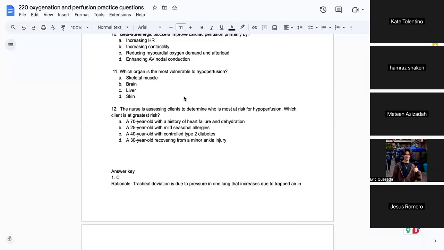Number 11, which organ is the most vulnerable to hypoperfusion? A, skeletal muscle, B, brain, C, liver, or D, skin?